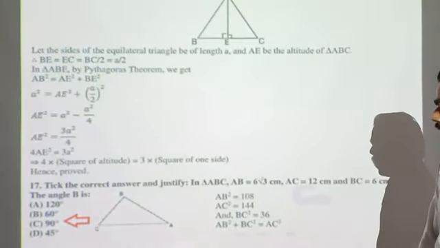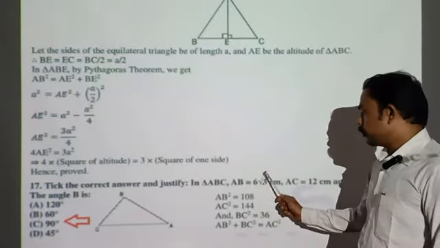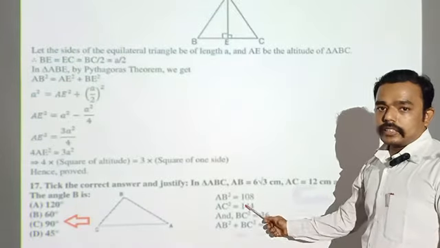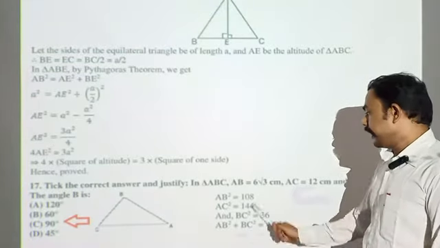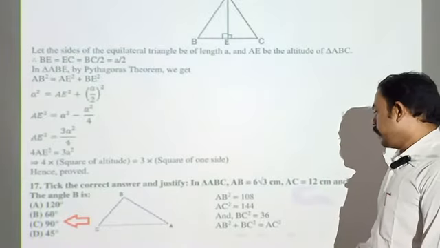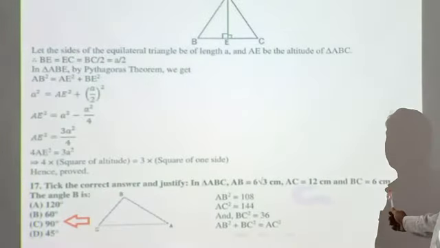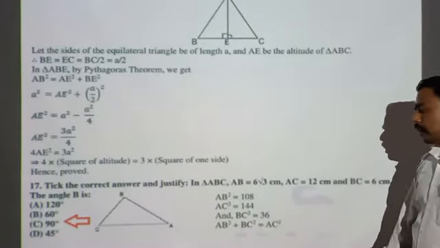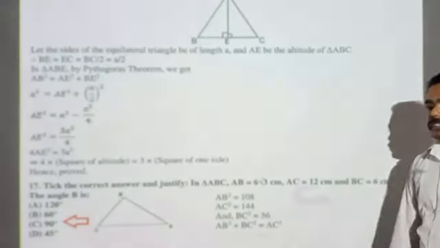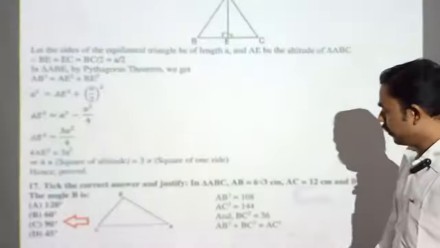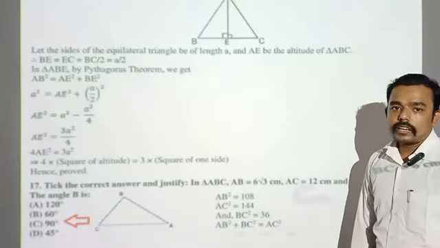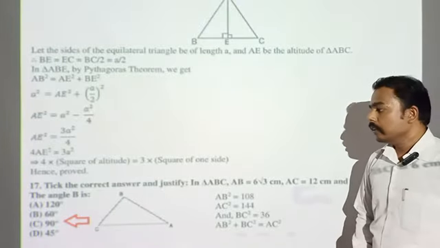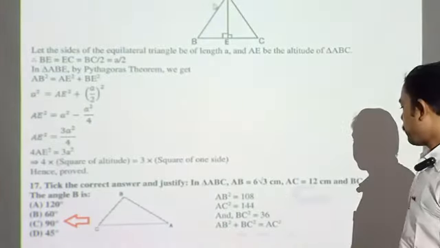So maybe this side. Now AB squared equal to 6 root 3 the whole square. So 6 squared into root 3 whole square is 36 into 3, which is 108. AC squared is 144. Now BC squared is 6 squared, 36. So 36 plus 108 is nothing but 144. Now we can reach AB squared plus BC squared equals AC squared. By the converse of the Pythagoras theorem, if this is satisfied, we can tell the triangle is a right angle triangle. So definitely take the correct answer.